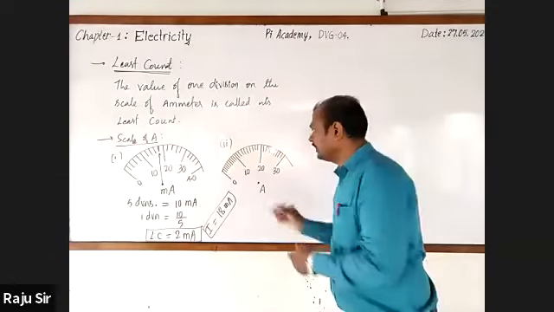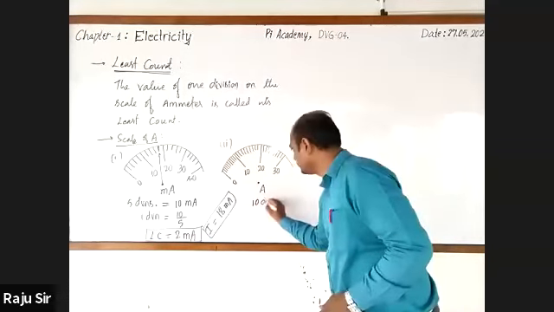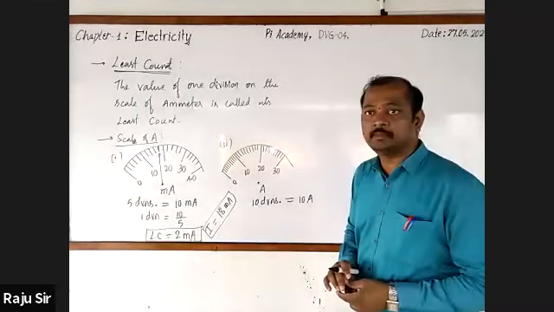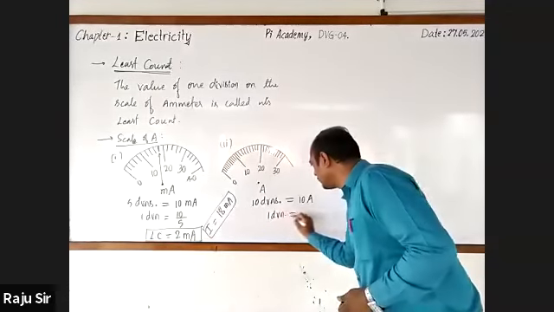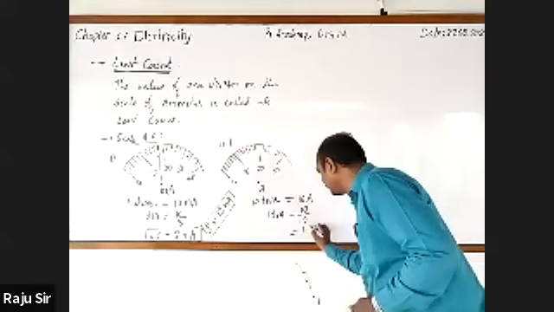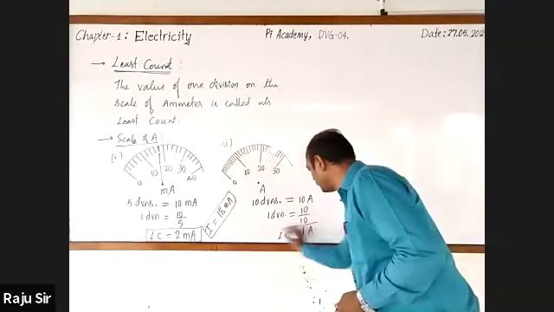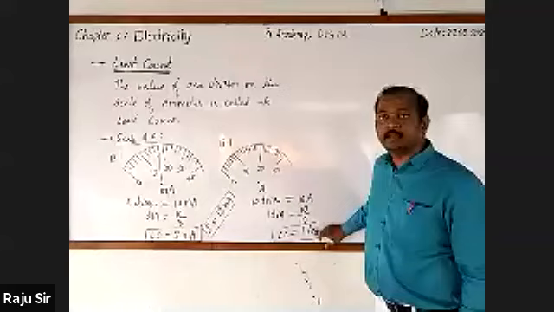The second one, let us find out the least count. Here, 10 divisions is equal to 10 amps, not 1 amp. Then one division is equal to 10 by 10, which is nothing but 1 amp. So 1 amp is the least count. The least count of the second ammeter is 1 amp.